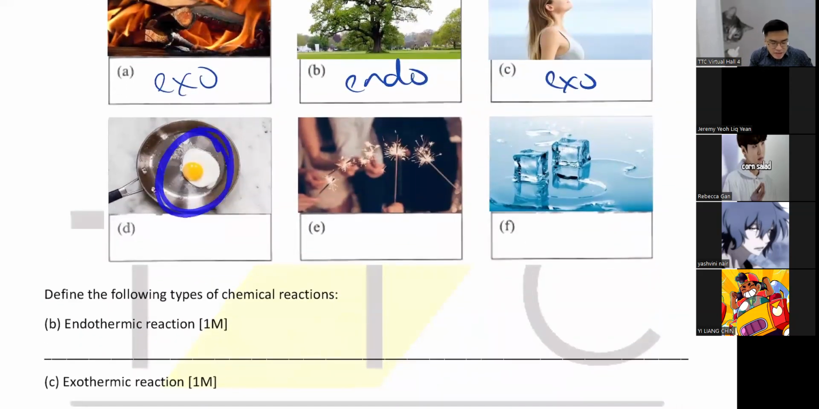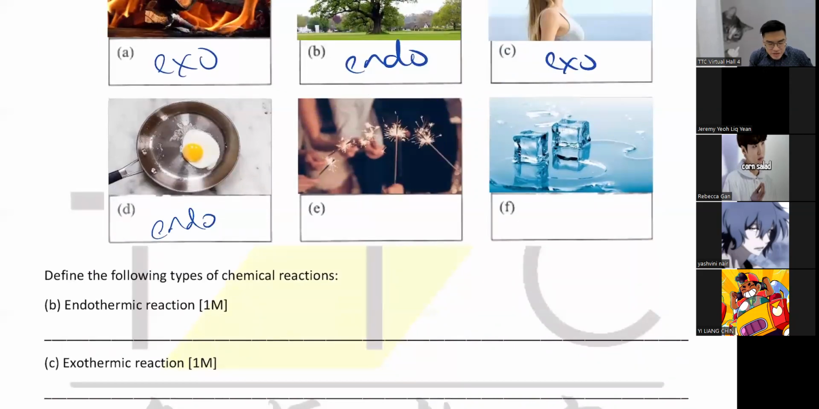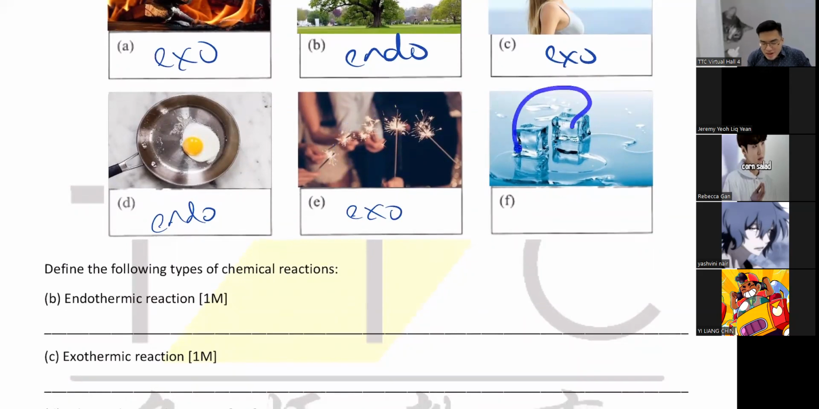Next, cooking. Cooking is when your food absorbs heat. This is how your food gets cooked. So this is endo, because it absorbs heat. Next, your firecracker. This is exo, because it releases heat. If you don't know this is exo, you touch it and you will know why. Next, melting. When you stand beside ice that is melting, you feel cold, right? So this is endo, because it absorbs heat and the surrounding becomes cold.